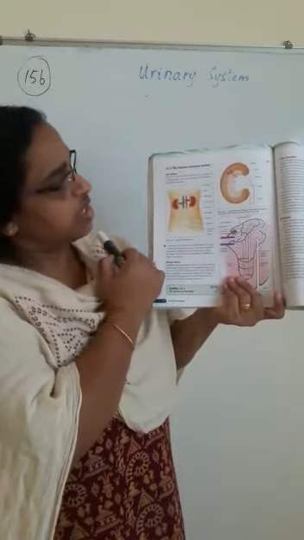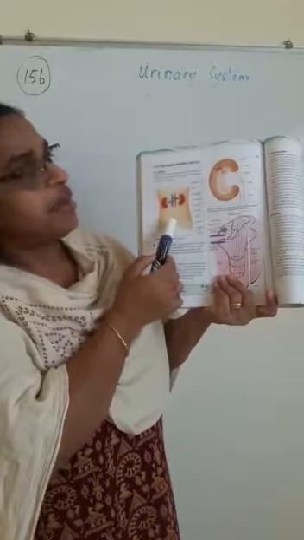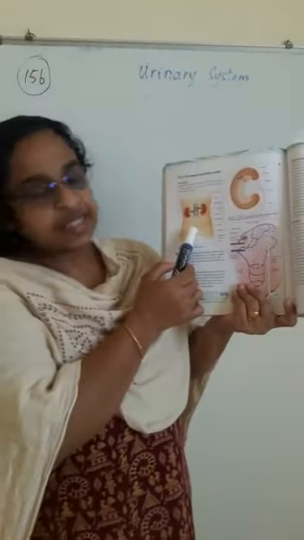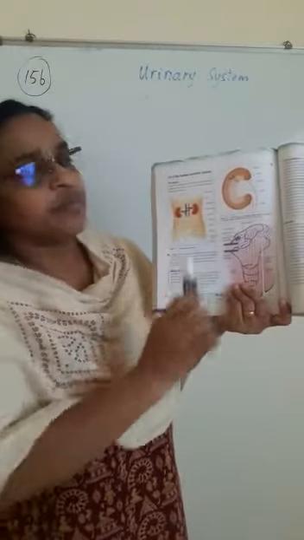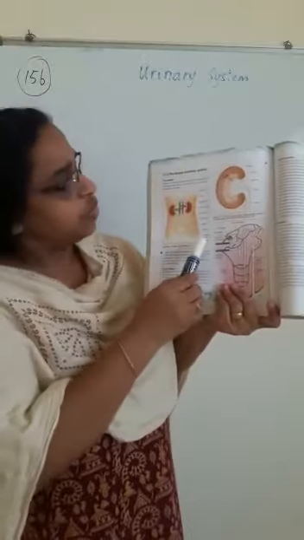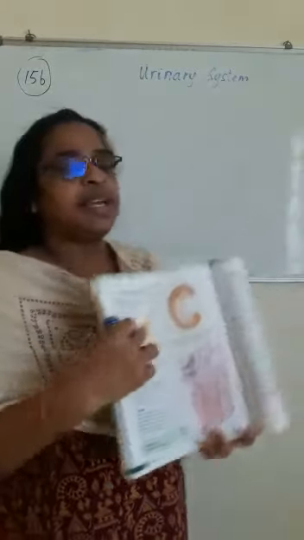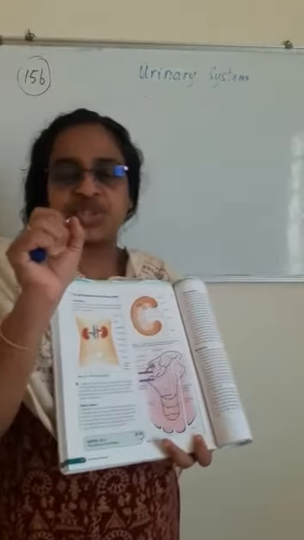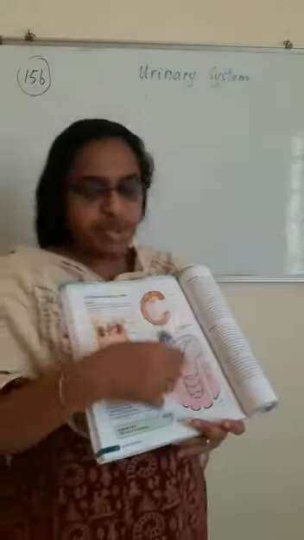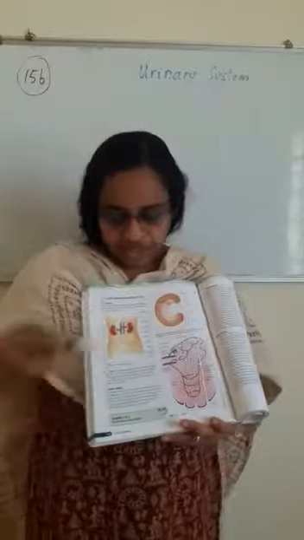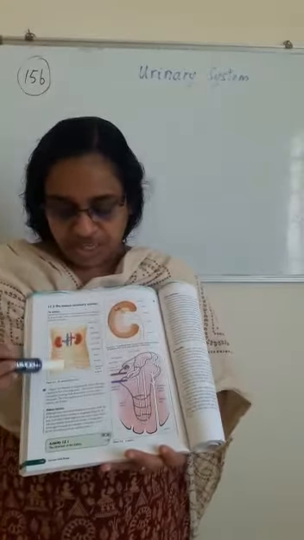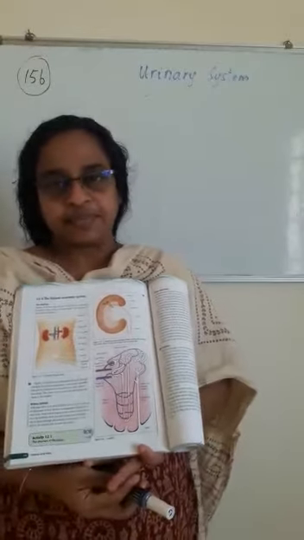It's a muscular structure, and when the bladder is filled, the urine will be passed out through the urethra. You can see that there is a sphincter muscle, and by the contraction of that muscle, the urine will be passed out. So this is the structure of the urinary system.